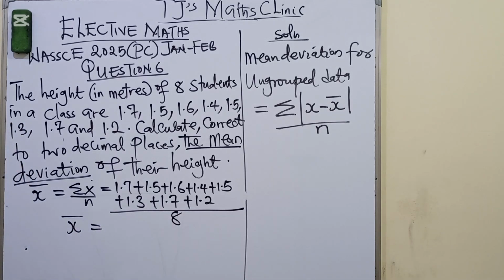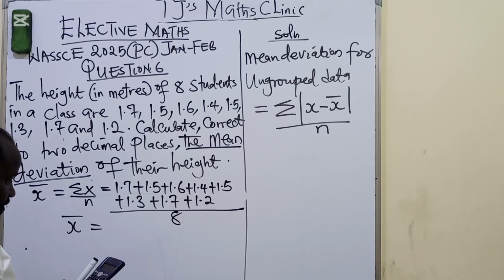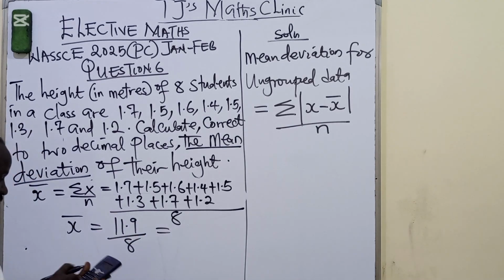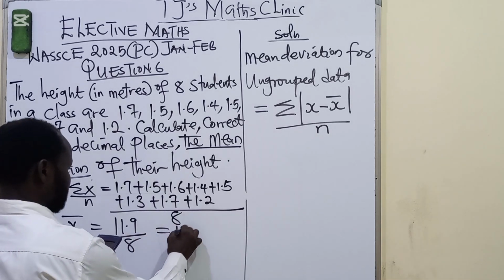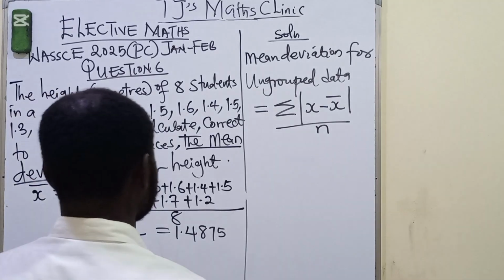Let's use our calculator to add and divide. We have 1.7 plus 1.5 plus 1.6 plus 1.4 plus 1.5 plus 1.3 plus 1.7 plus 1.2. We'll have 11.9, so it will be 11.9 divided by 8. The mean will be 1.4875. This will be our x bar.